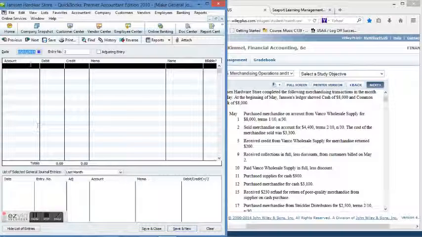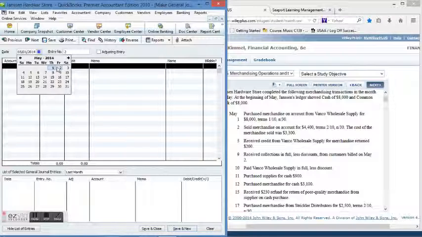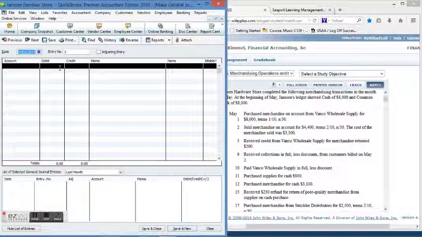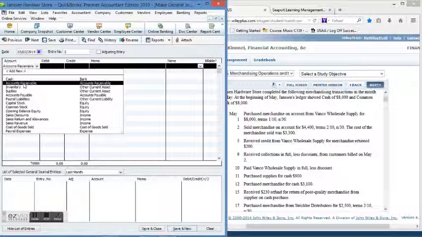Alright, save and new. Make sure to change the date. I usually forget sometimes, but it's very important. It's a useful thing about QuickBooks, you can change it. So we go over to 2.